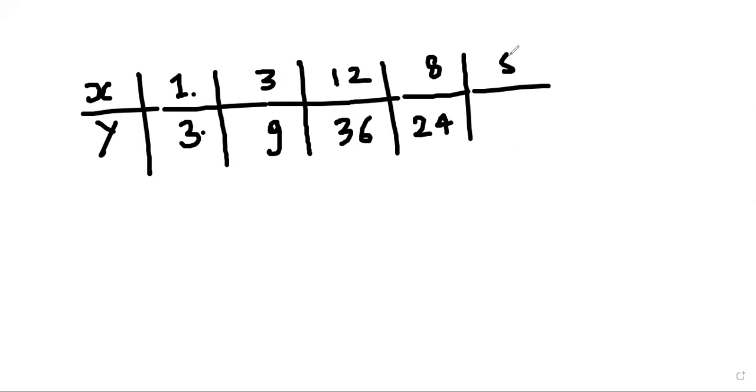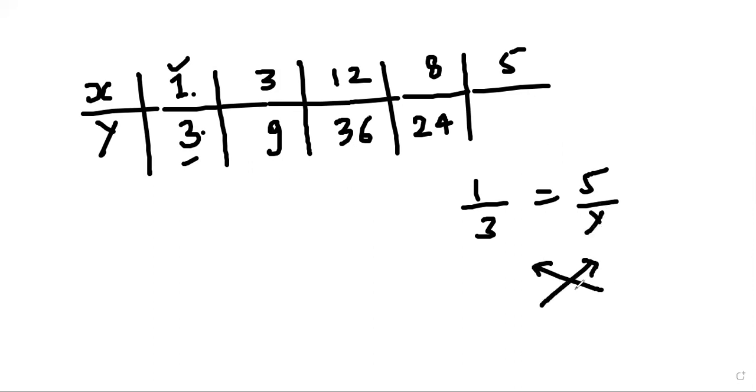Suppose we write here 5, and what is y? So, as I told you, we can directly multiply by 3, or we have the option. We can take any one, like suppose we take this 1, 3, and we write 5, and here y is not known, so we can write y, then we do cross multiplication. So it will become y into 1, that is y equal to 5 into 3, so y will be 15. So I think you have understood.